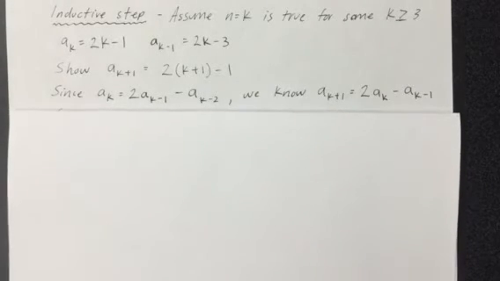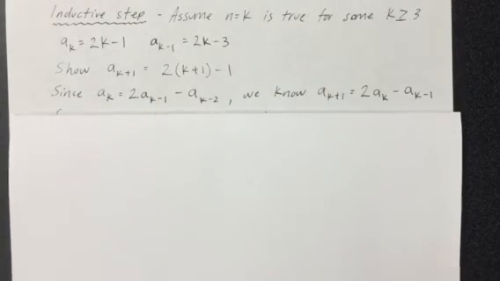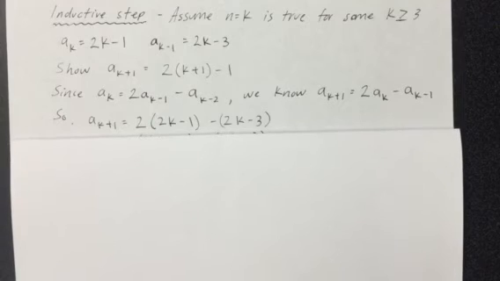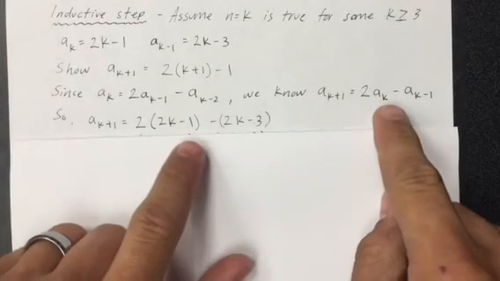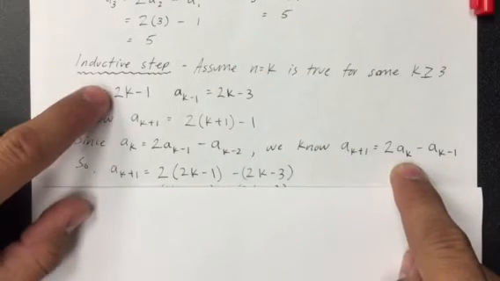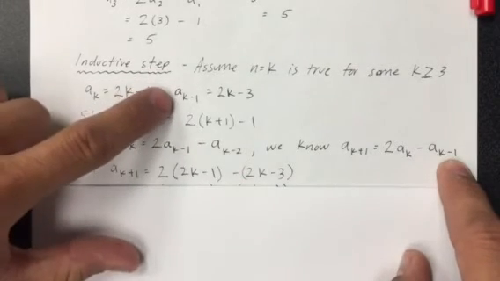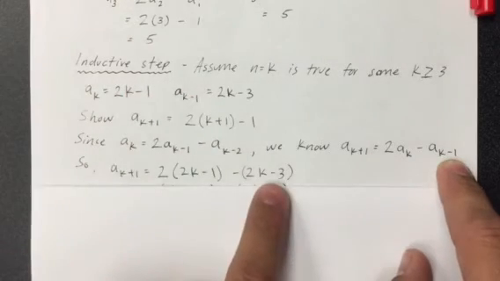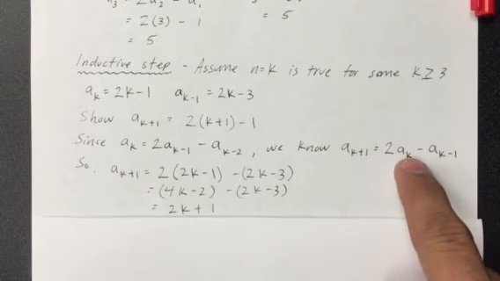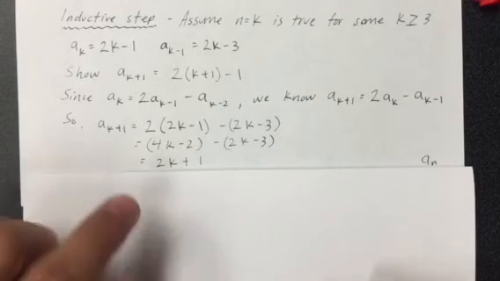Since we know that a sub n is equal to 2a sub n minus 1 minus a sub n minus 2, we can say the same thing is true for k, as you see here. And since we know that a sub k plus 1 is equal to 2a sub k minus a sub k minus 1, if we wanted to calculate a sub k plus 1, we know that that's going to be 2 times a sub k, and as we saw here, a sub k is equal to 2k minus 1, so we plug that in here, minus a sub k minus 1. And again up here we calculated a sub k minus 1 to be 2k minus 3, which is here. And after we do a little bit of algebra, we see that we get 2k plus 1.